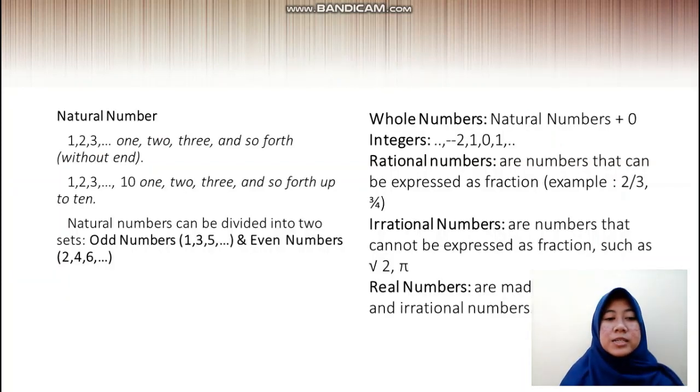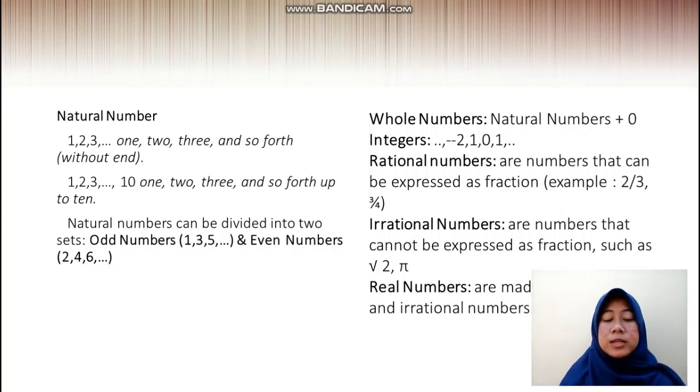For the first, natural numbers. Examples of natural numbers are 1, 2, 3, and so forth, up to 10. Natural numbers can be divided into two sets: odd numbers 1, 3, 5, and so on, and even numbers 2, 4, 6, and so on.